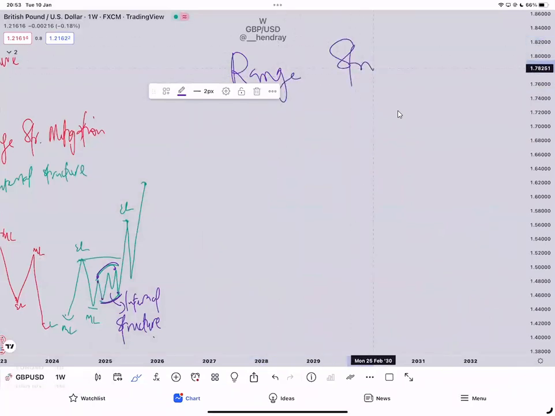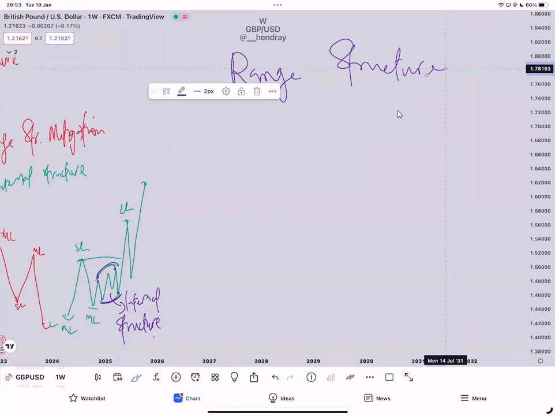Range structure. Range structures are those structures that happen externally to internal structure. Remember that your internal structure happens before external liquidity is broken. Range structures are found outside the external liquidity, without a deep pullback into the major structure range.